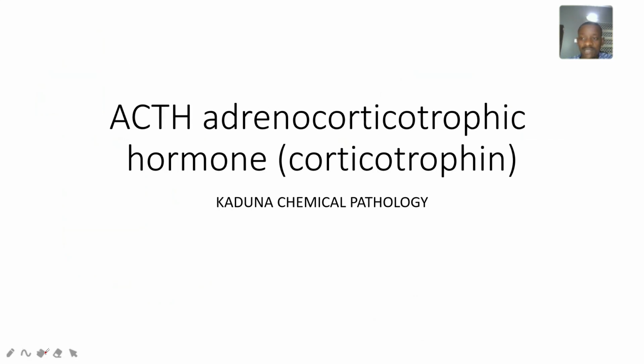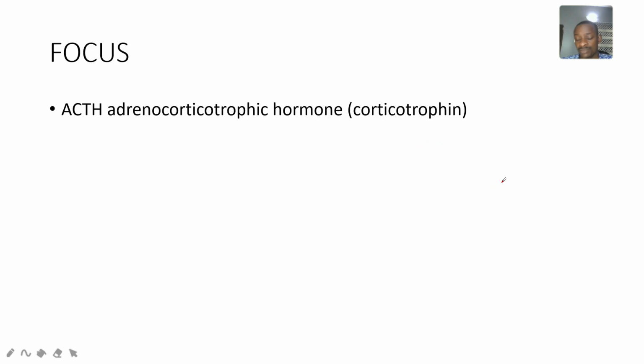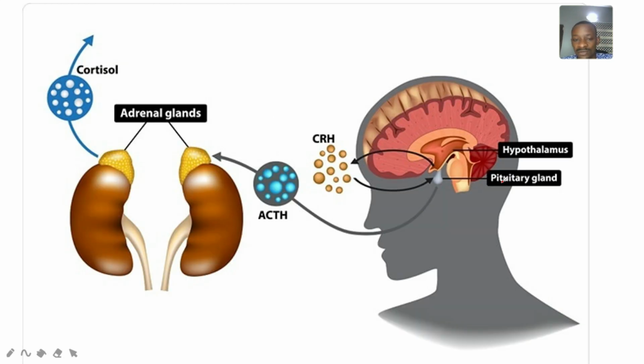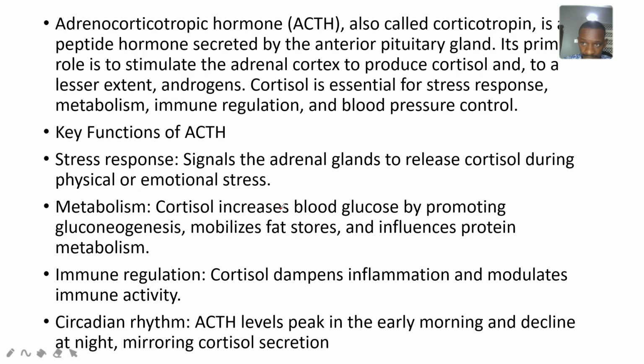Now I'm trying to move to the next abbreviation that you always see in chemical pathology, and this is what is known as the ACTH. ACTH is the adrenocorticotropic hormone. Other people call it corticotrophin, some people call it corticotropin. That's the issue we have in British and UK English.